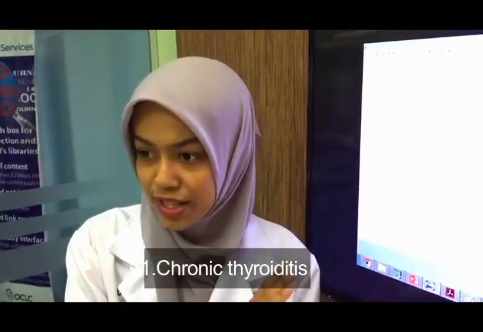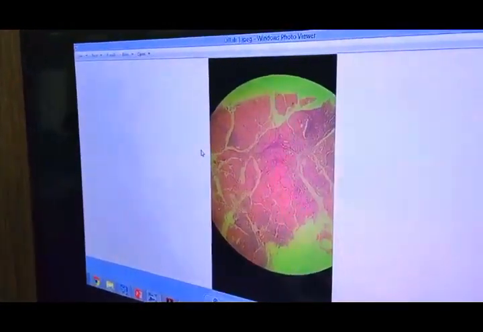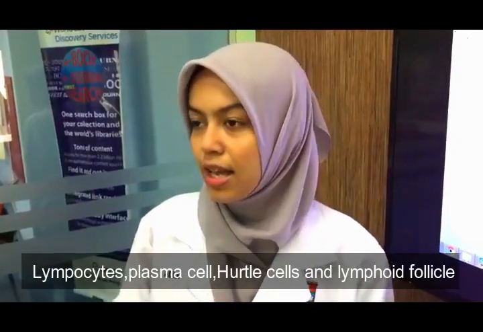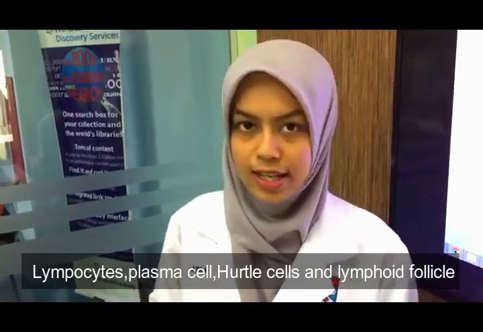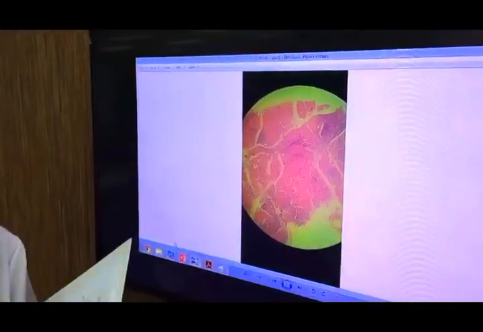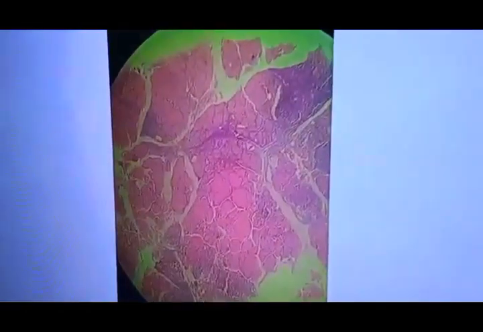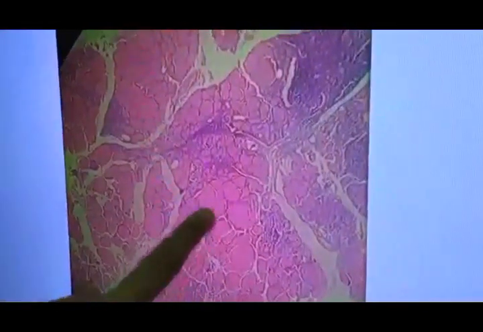Okay everyone, as you can see here, this is a chronic thyroiditis slide, and this is Hashimoto thyroiditis. Hashimoto thyroiditis is an autoimmune thyroiditis, and microscopically we should see lymphocytes and plasma cells, and then Hurthle cells, and also lymphoid follicles. This slide shows thyroid tissue which is progressively destroyed by an immunological process, and the gland becomes diffusely infiltrated by lymphocytes and plasma cells.